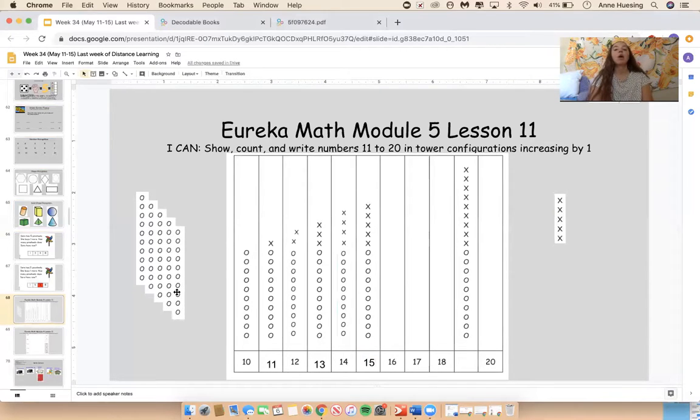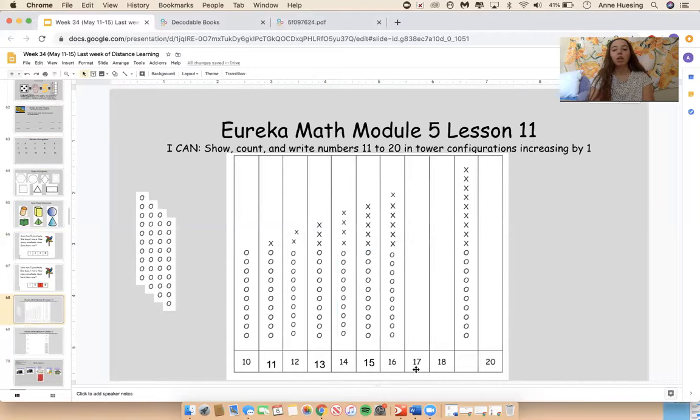Very good. Now I want you to tell Miss Husing what I need to do for 16. How many groups of 10? 1. Look down here. 1 group of 10 and how many ones? 6. Good. So I'm going to put 5 and 6. Very, very good.